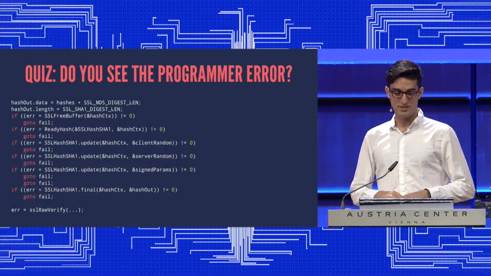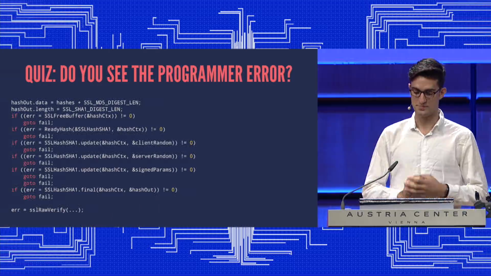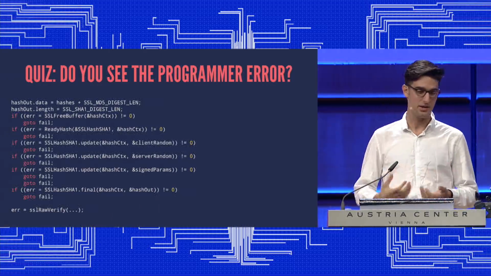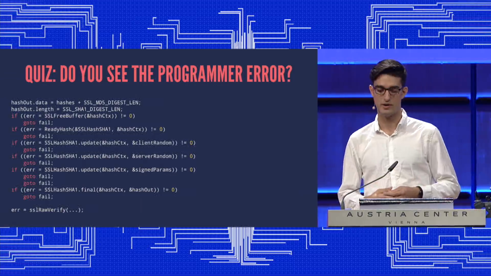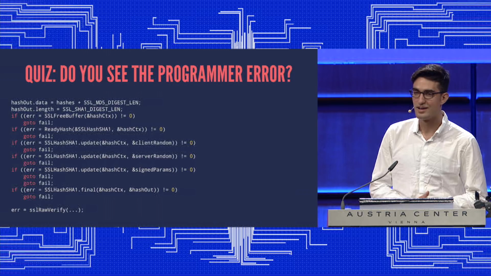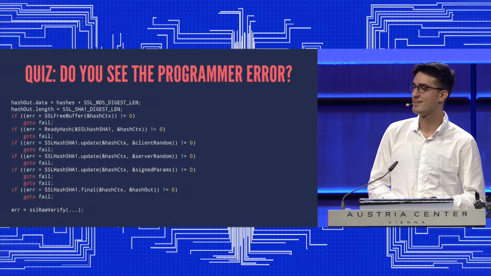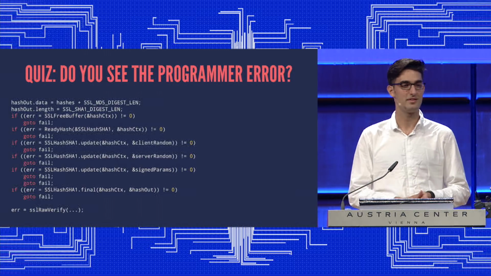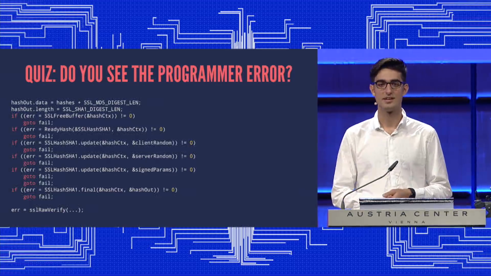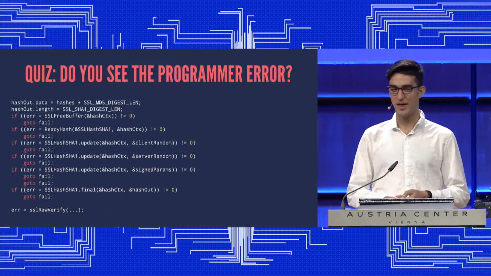OK, this is another quiz. Do you see the error in this code? This is actually C code, but it should be possible for you to figure it out. OK, we got one. Couple more. OK, a couple more. OK, but still not that many people.